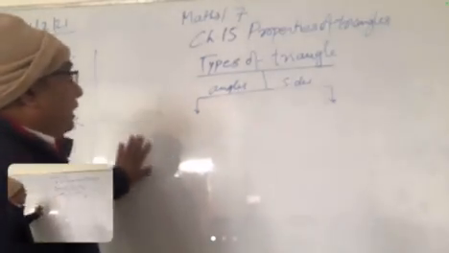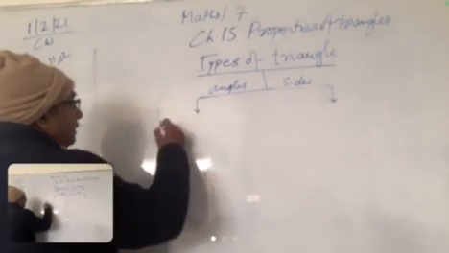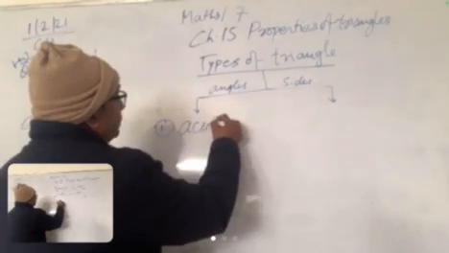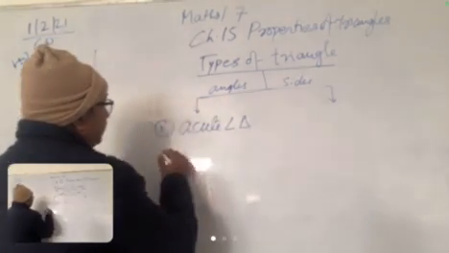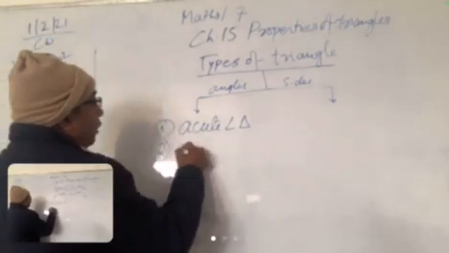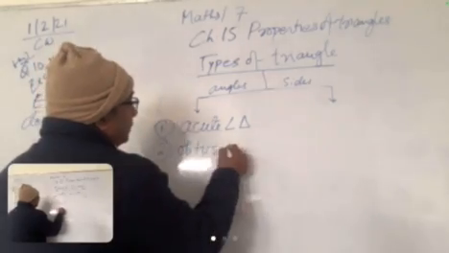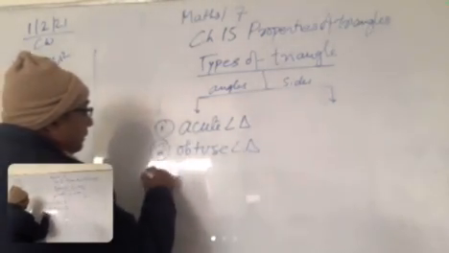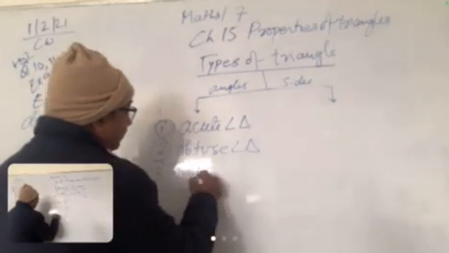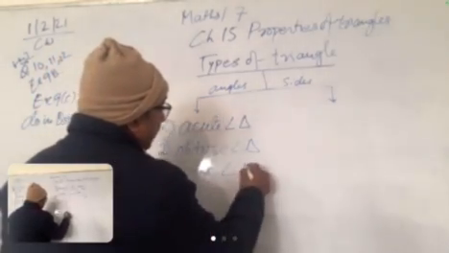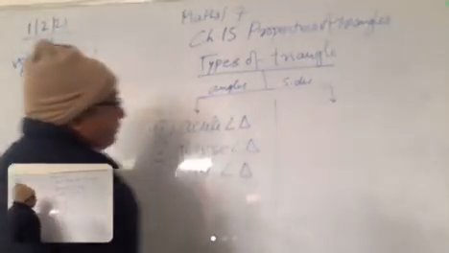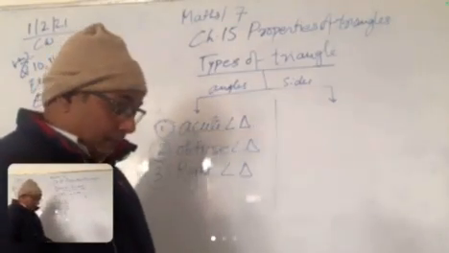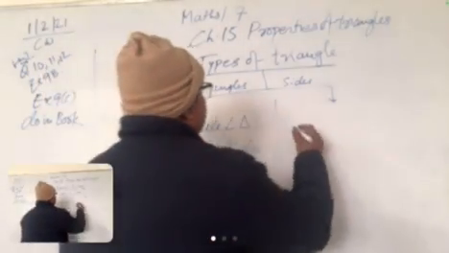So the types of triangle: first is acute angle triangle, second is obtuse angle triangle, third is right angle triangle. Clear? And the side based is one.